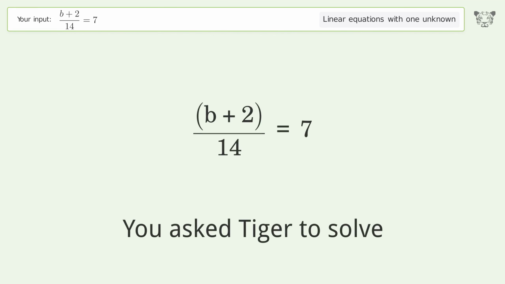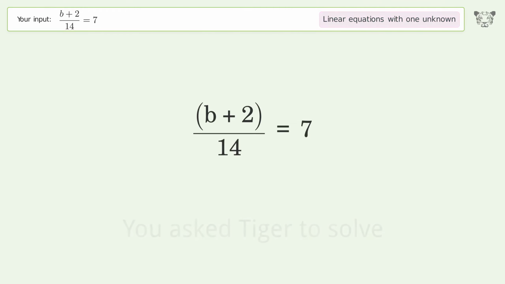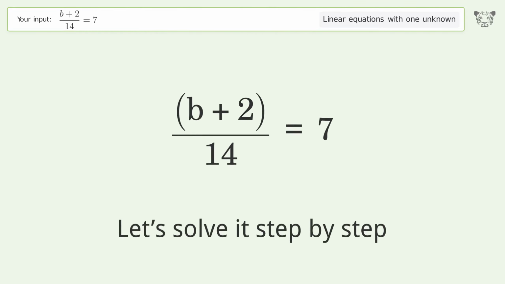You ask Tiger to solve. This deals with linear equations with one unknown. The final result is b equals 96. Let's solve it step by step.